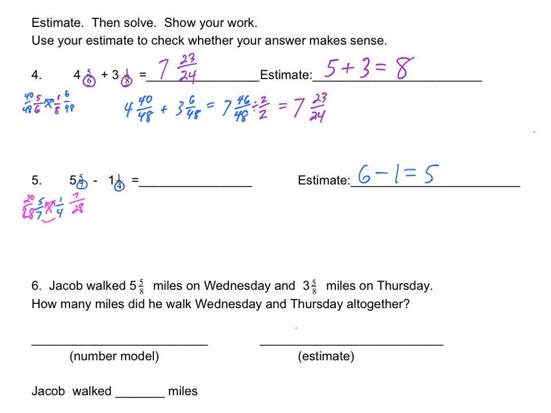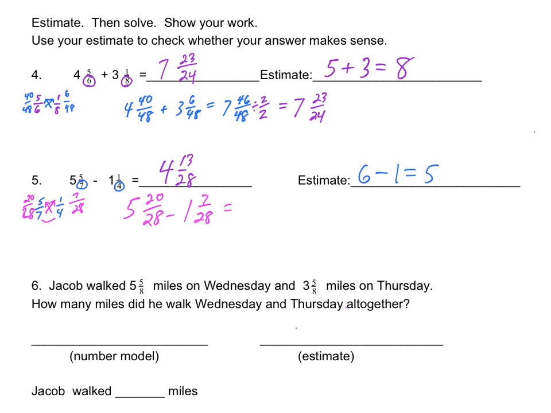I rewrite it. I have 5 and 20/28 minus 1 and 7/28. Now everything's looking good here. Common denominators check. I do not have to borrow, which is great, so that's another good piece of news there. So now we can just subtract. 5 minus 1 is 4. And 20 minus 7 is 13/28. And my estimate was around 5, so it looks all right to me.